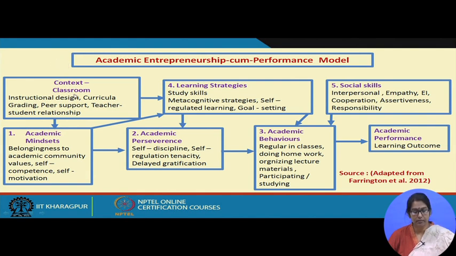We have already discussed how to link the academic mindset to academic perseverance, to academic behaviors, and again with effective learning strategies and social skills, how we can get the expected learning outcome, that is academic performance, the learning outcomes to be substantially effective and successful.